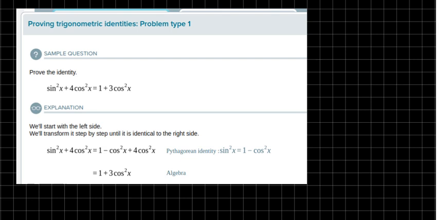Okay, we are going to work on proving trigonometric identities. Problem type 1. You can see our sample problem here, and we have something that's kind of complicated. So we're asked to prove that this is true.